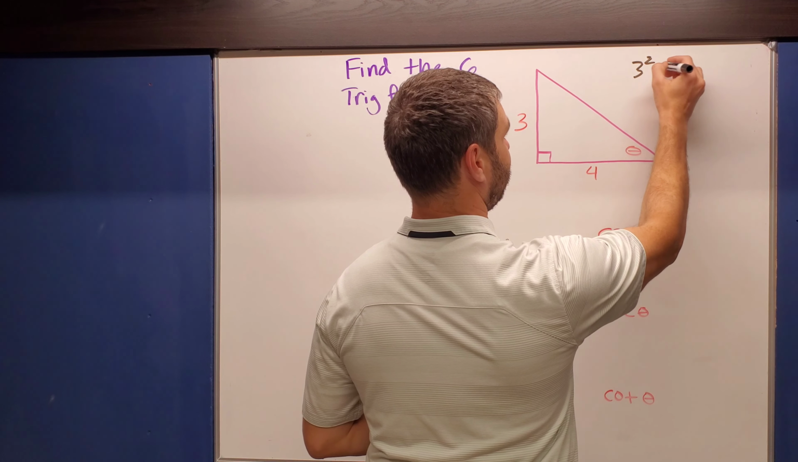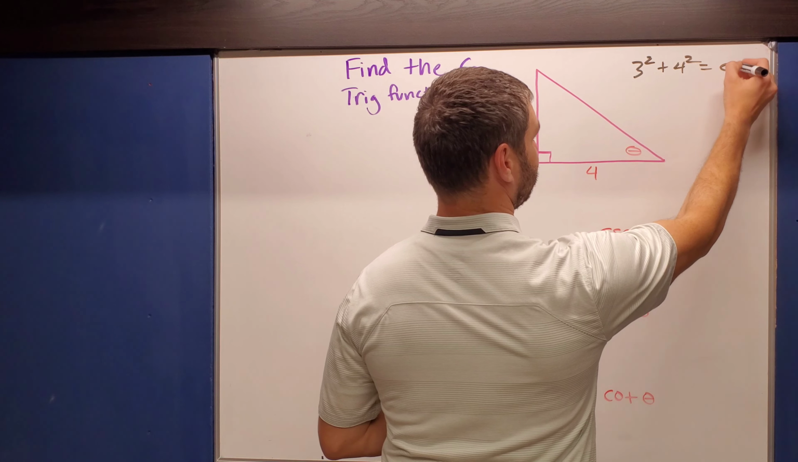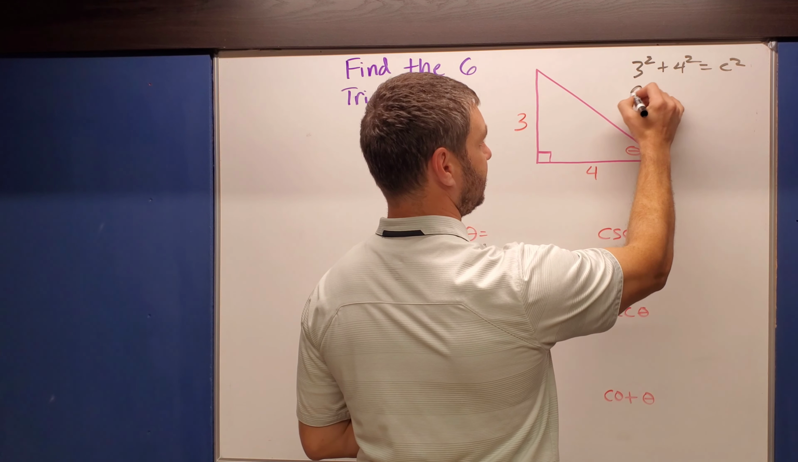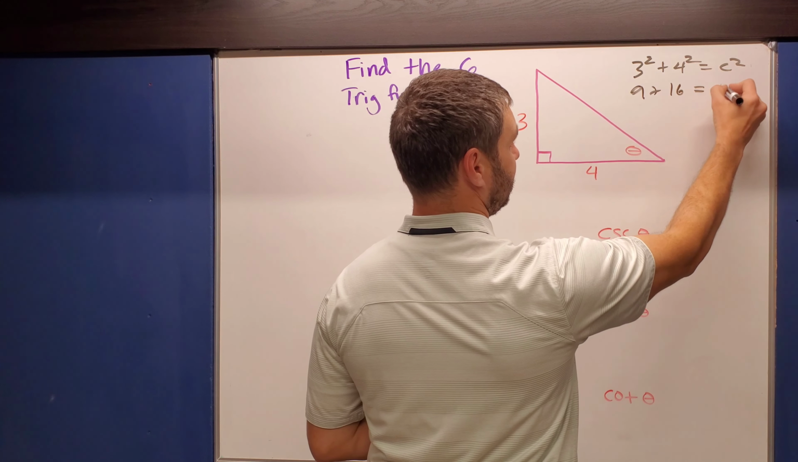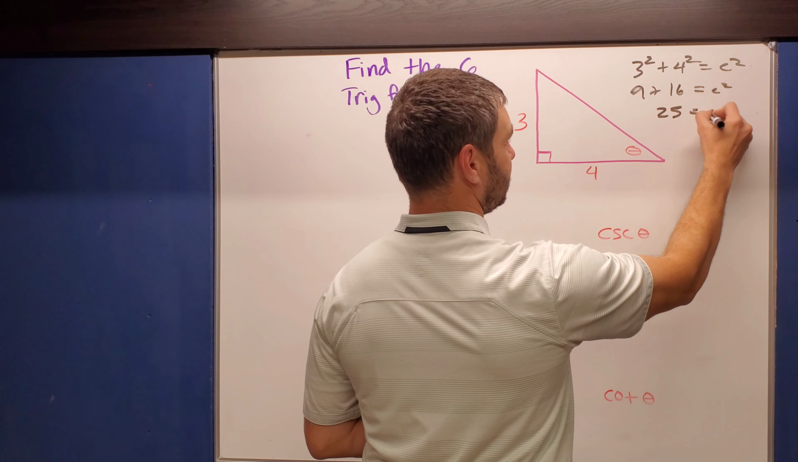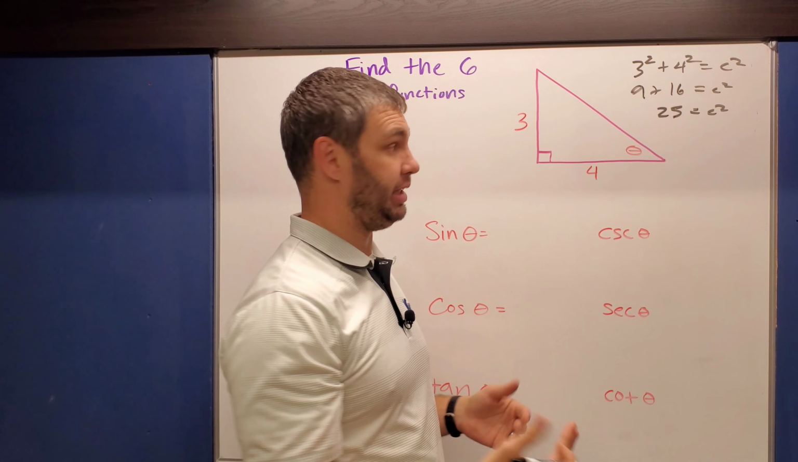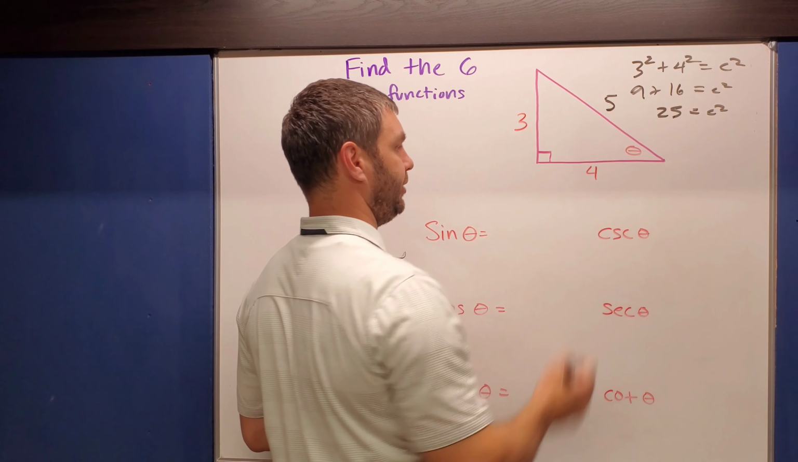If I take 3 squared plus 4 squared equals c squared, right? A squared, b squared, and c squared. If I do that, this is going to be 9 plus 16 equals c squared, and of course c squared equals 25. So c, the side itself, is just going to be 5. This is a 3, 4, 5 right triangle.